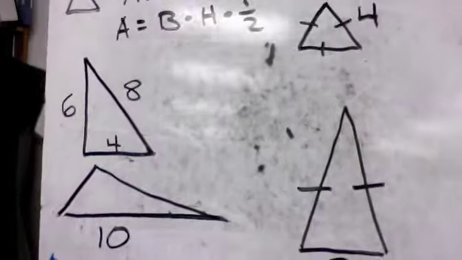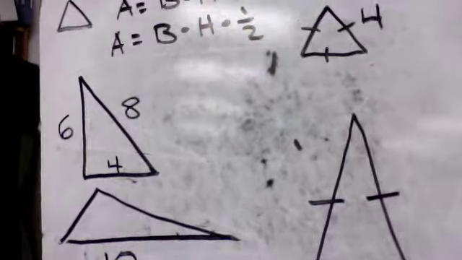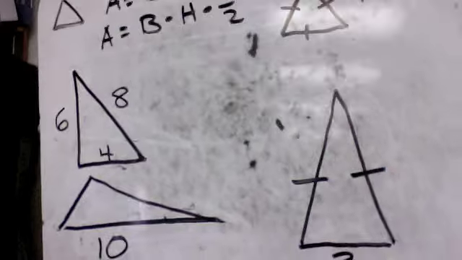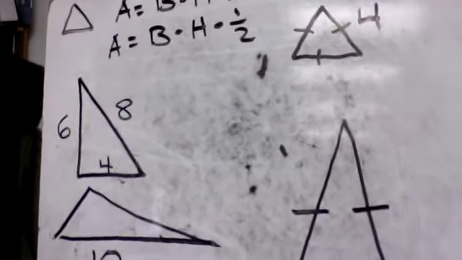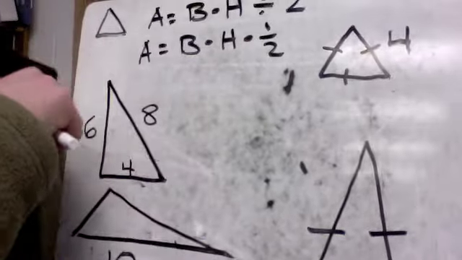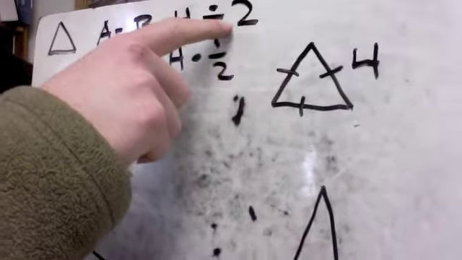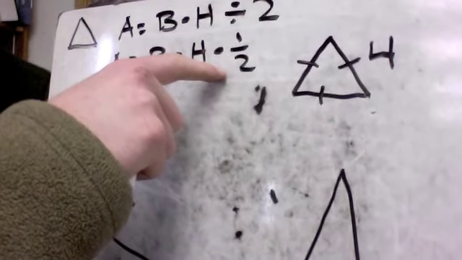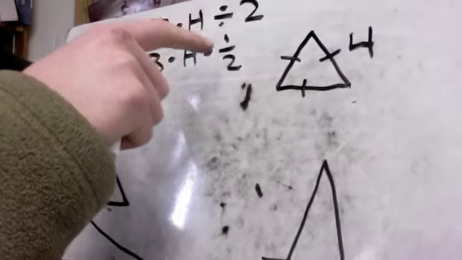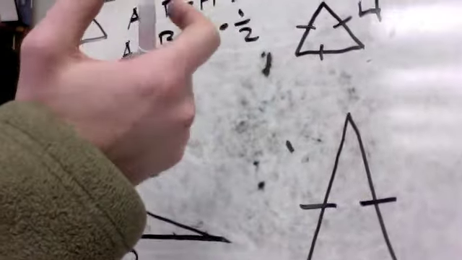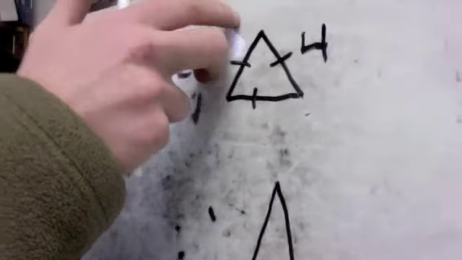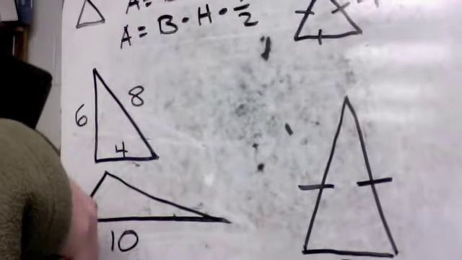Alright, triangle area differs from squares and rectangles. The formulas we're going to use are right up here, and they're both the same thing. This one is divide by 2 at the end of it. This one is times by a half. If you divide by 2 or you times by a half, they're the same thing. So whichever one you like to do best is fine.